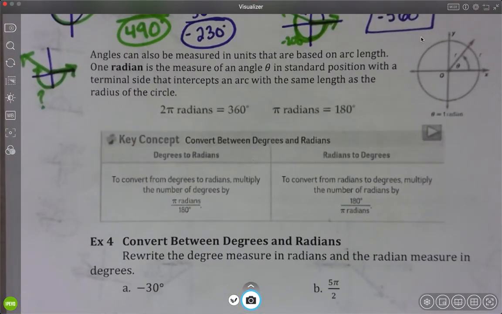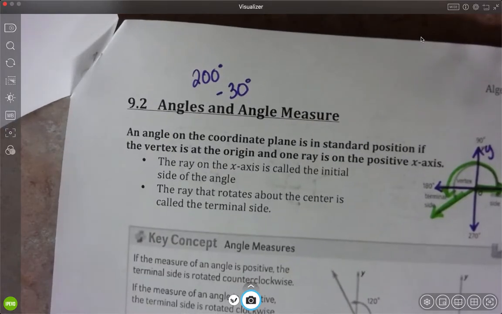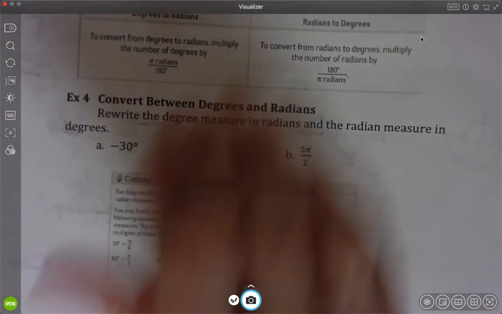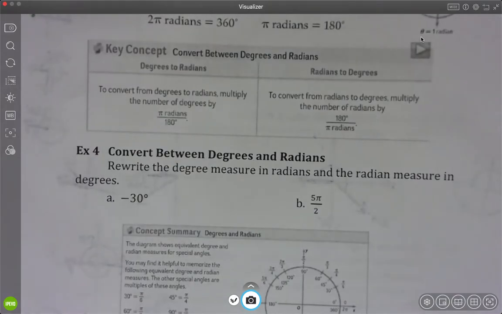Okay, Algebra 2, this is part 2 of section 9.2, where we talked about angles and angle measures in my last video. Now we're going to talk about something called radians, which you probably don't know a whole lot about because we don't ever talk about this in any other math class before now.